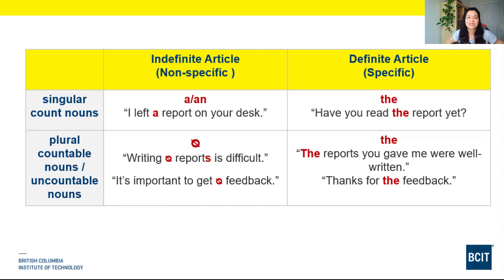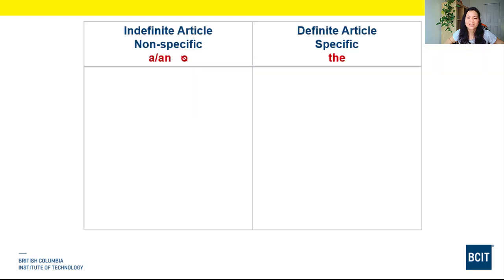Plurals and non-count nouns can also be thought of as general or specific as well. For example, writing reports is difficult, or it's important to get feedback, are general statements, while the reports you gave me were well written, or thanks for the feedback, are specific. So, to summarize, we see that we use a or an or no article for non-specific information and the for specific information. But let's look more closely at what this specific and non-specific information means, because this is essential to understanding articles.